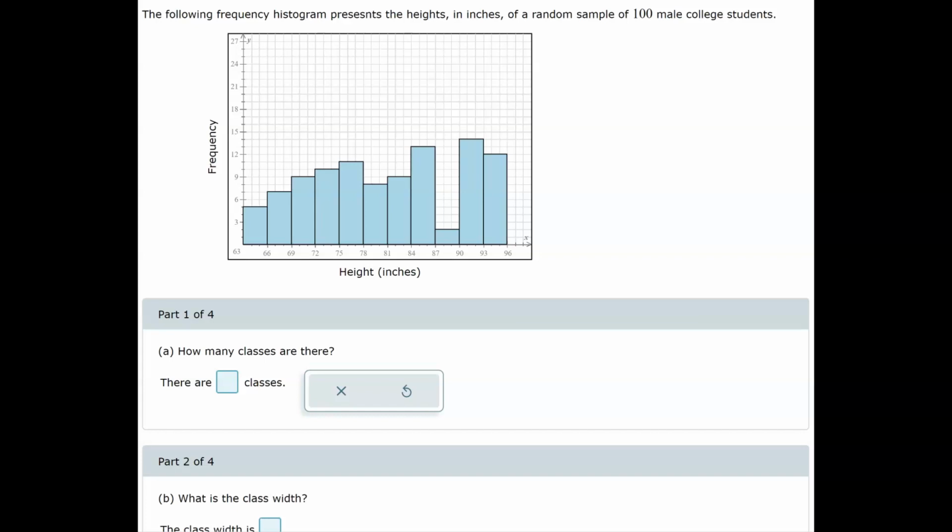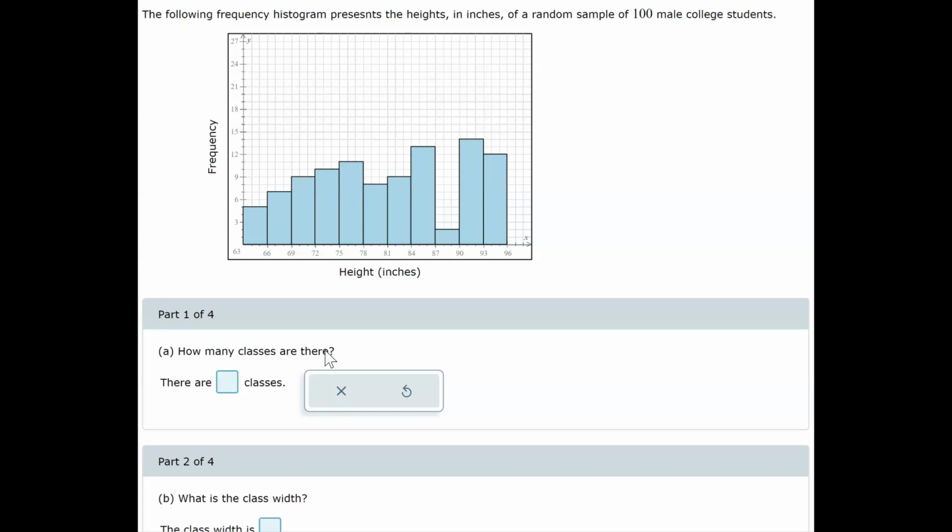Let's take a look at this histogram question from Connect. It's going to allow us to interpret various aspects of the histogram. So here's the example. It says the following frequency histogram presents the heights in inches of a random sample of 100 male college students. Part 1, how many classes do we have in this histogram?